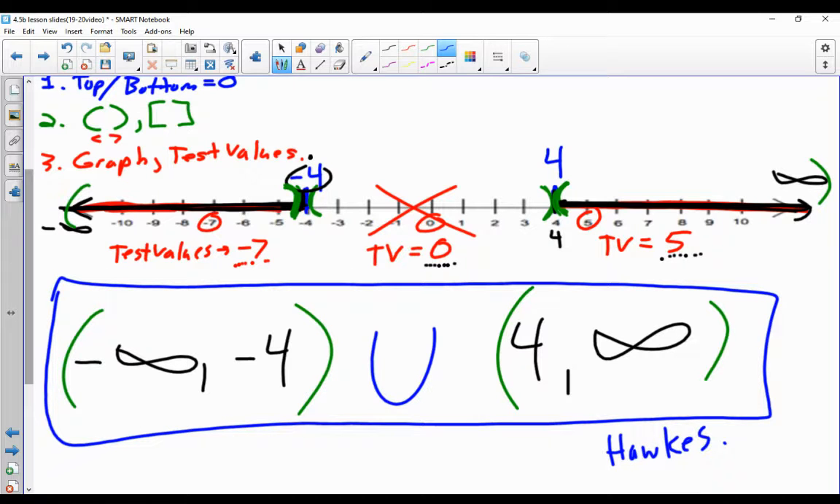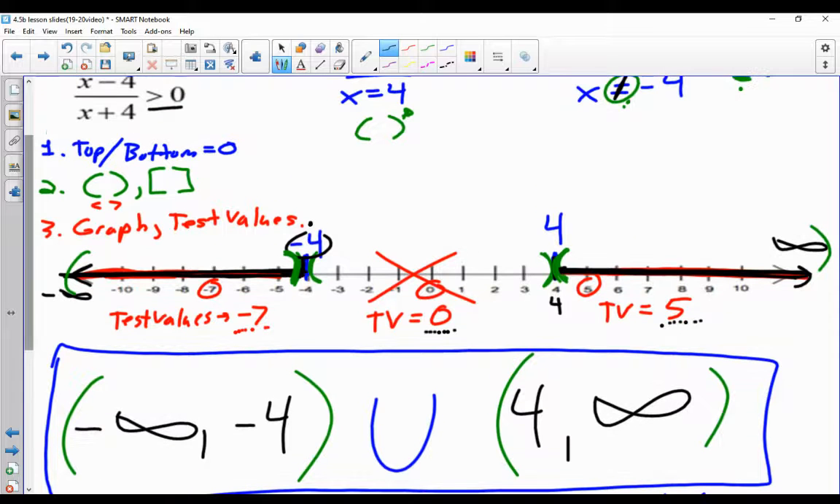Basically, this interval describes every single answer that we can plug into this equation and have it greater than 0. So there you have it. That's how most of these problems are going to be for 4.5b.